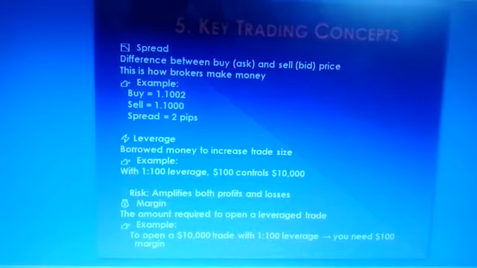That's margin. Example is to open a $10,000 trade with 1:100 leverage. That's the unit price of whatever you're trading on. You need $100 margin. Do you understand? You need $100 margin. So that's it, basically. So I think this is about what we're going to be treating for today.